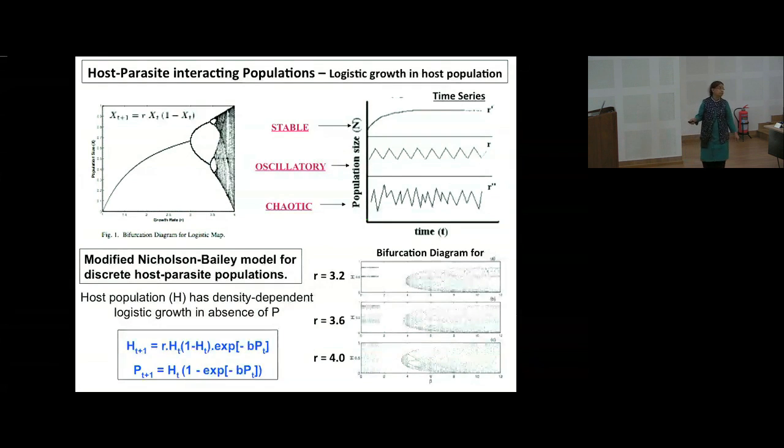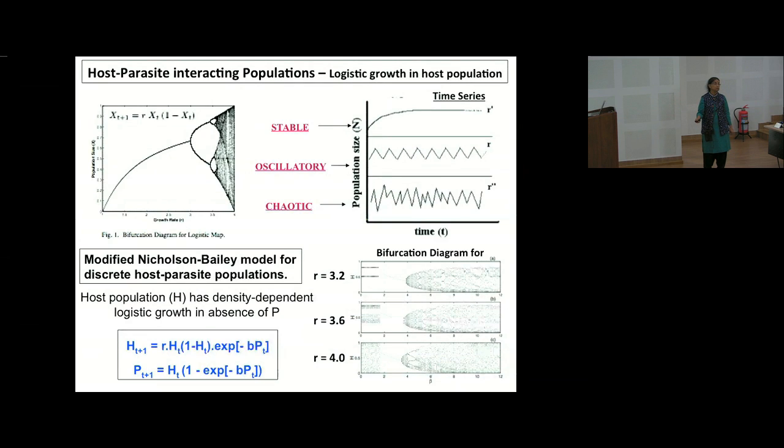I don't know if you can see from there. Let's consider the case when P is equal to 0, so e to the power 0 is 1, so there is no parasite, only the logistic model. Discrete logistic growth is there. This is the bifurcation diagram for discrete logistic growth for different values of R. So for different values of R, this host is supposed to show different kinds of dynamics.